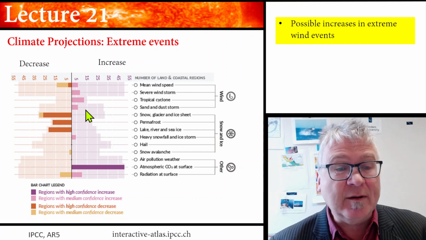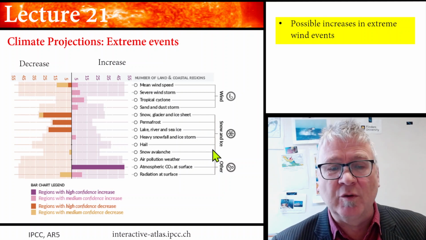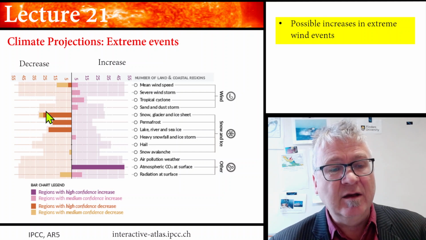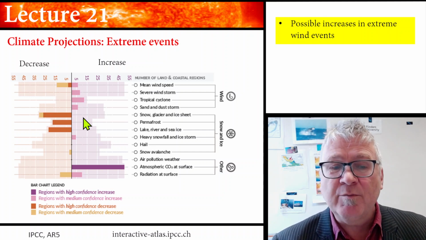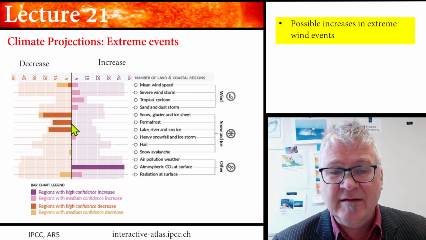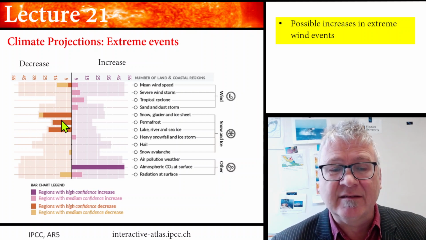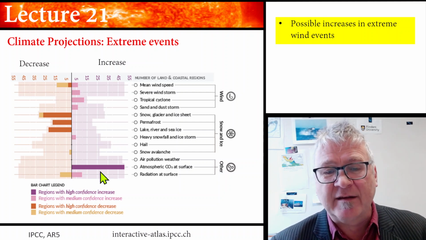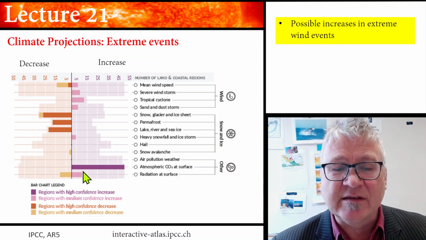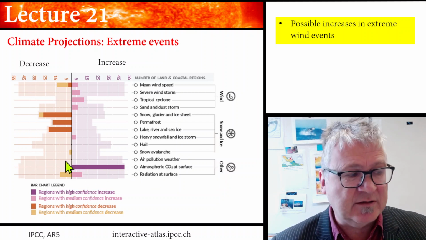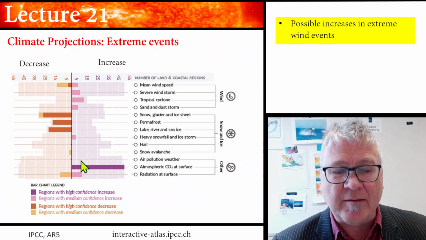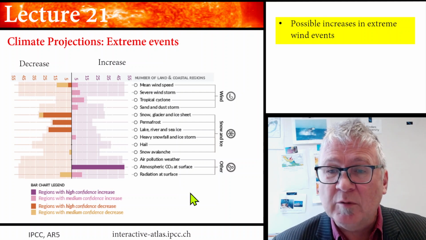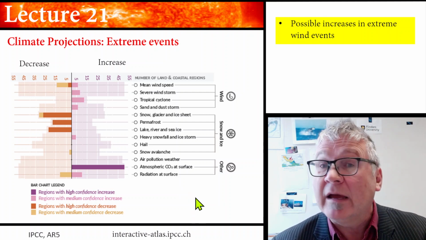But if you look now at snow and ice, as shown here, okay, decrease in snow, glacier, and ice sheet, we have a high confidence in many regions. Permafrost decrease, yes. Lake, river, and sea ice, yes, and so on. Okay, and then you can go down. In terms of other effects, what's also included here is atmospheric CO2 at the surface, the increase. It's not really an extreme event, but anyway, they included it. So that's all possible increases in extreme wind events and a high confidence in many regions.